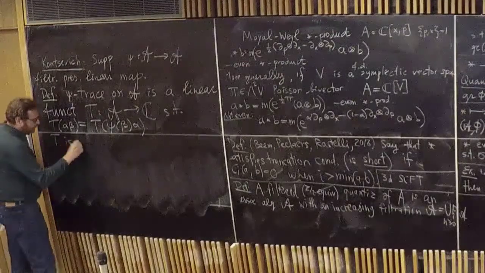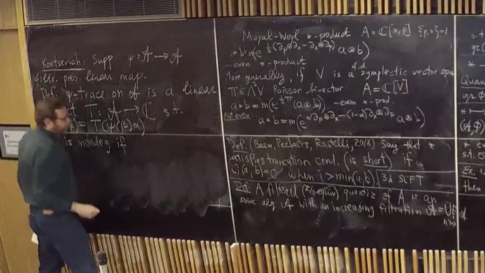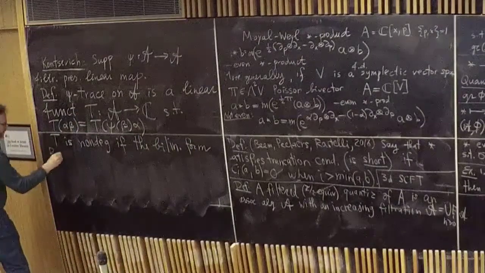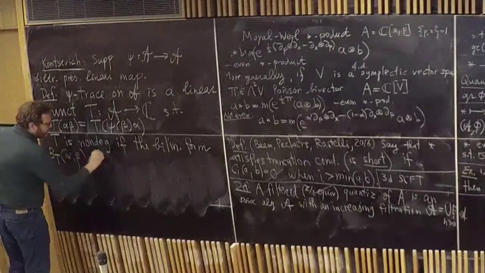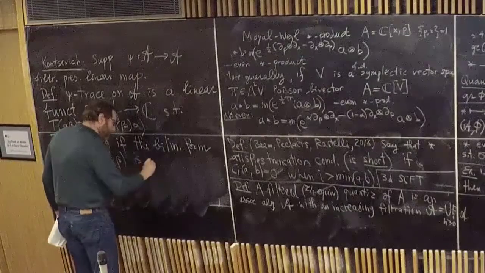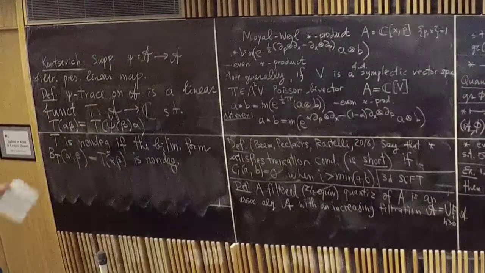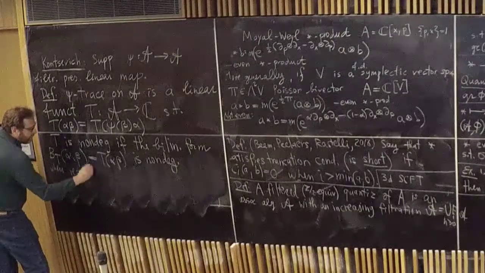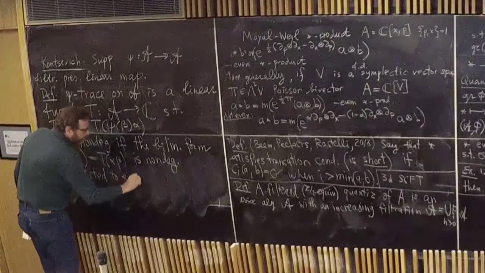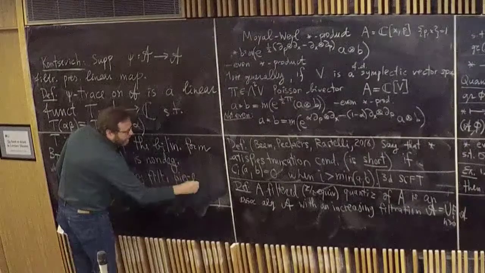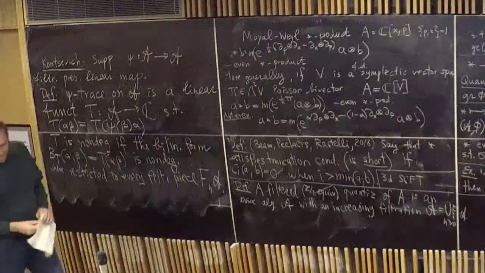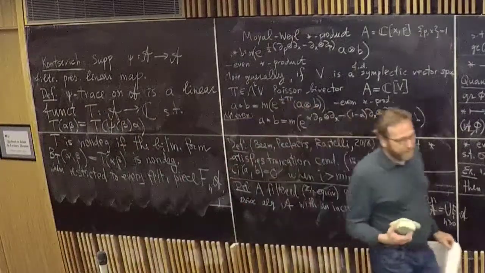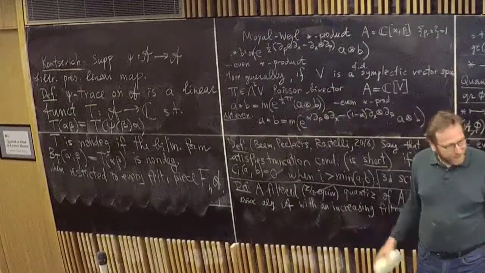And then we say that t is non-degenerate if the bilinear form b sub t of alpha beta equals t of the product alpha beta is non-degenerate. But I need to make a stronger non-degeneracy assumption, which is a little bit unusual. It's non-degenerate when restricted to every filtration piece. I said at the very beginning that graded pieces of A are finite dimensional, in particular these are finite dimensional.